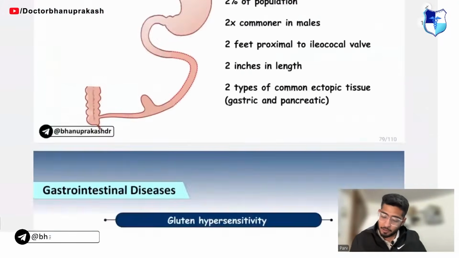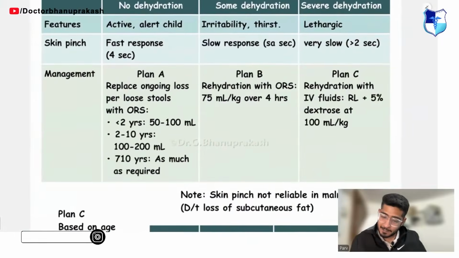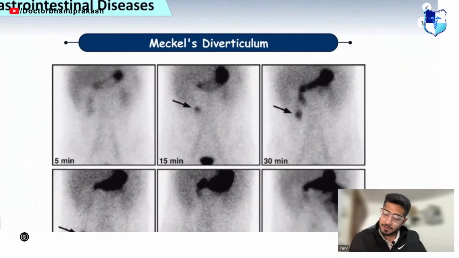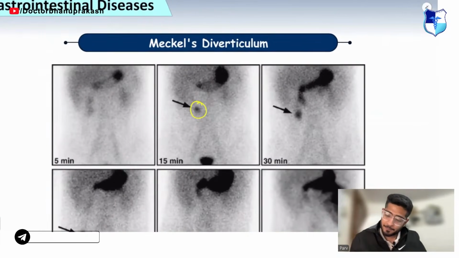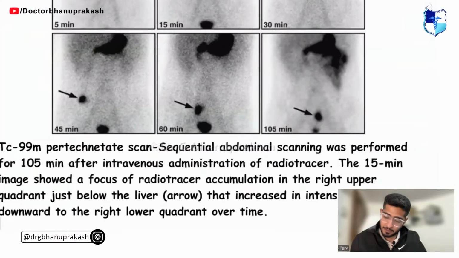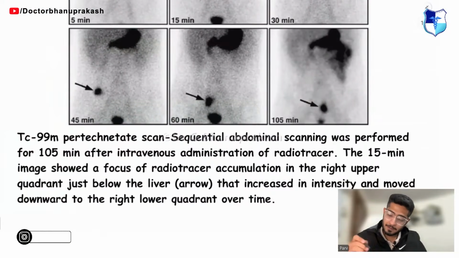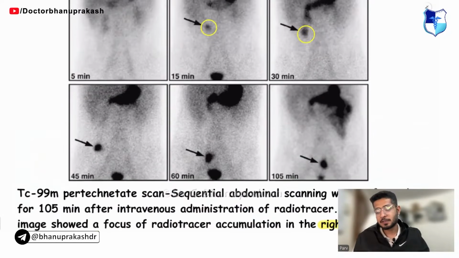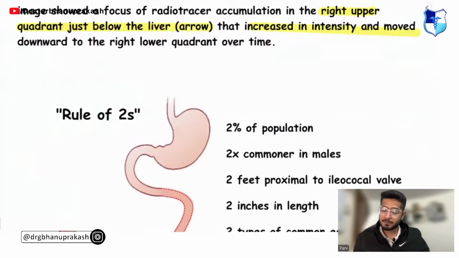चलो बेटा, coming on to the next part now. Next part is actually Meckel's diverticulum. So can you see, this is the Meckel's diverticulum. क्या दिख रहा है हमें? So in the right upper quadrant, just below the liver, there is an increased intensity. So this is nothing else but a diverticulum.